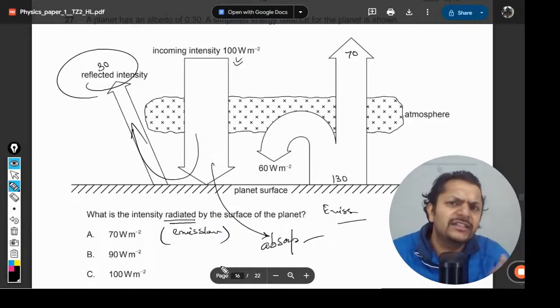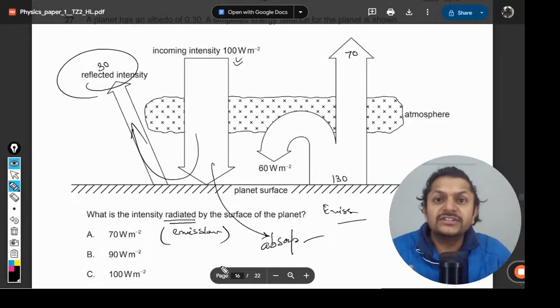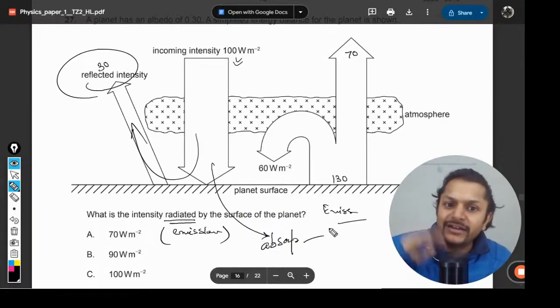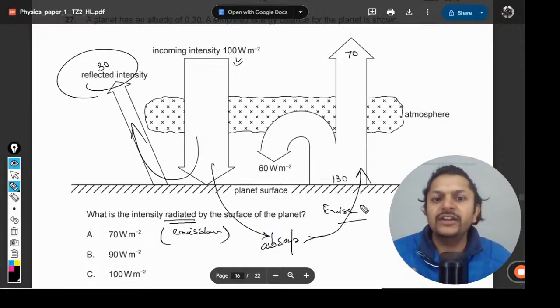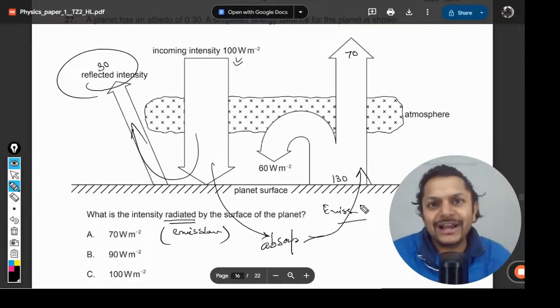Like for example, we take the case of desert. In the day, the desert's temperature is very, very high, but at night it is emitting all of the energies, and that is why nights are colder in desert areas. So this is the exact explanation for this question.